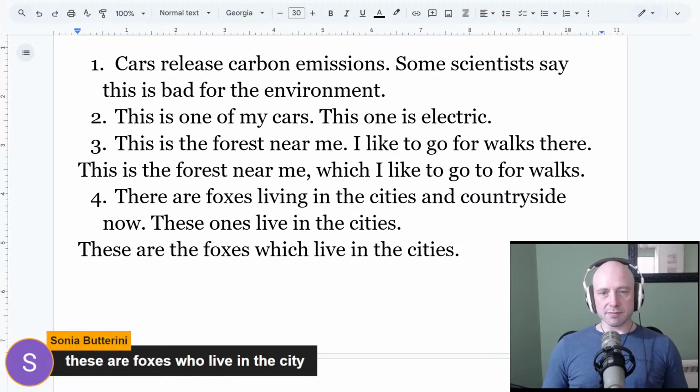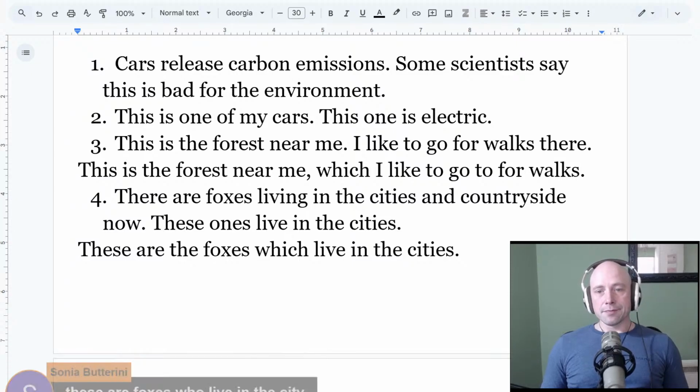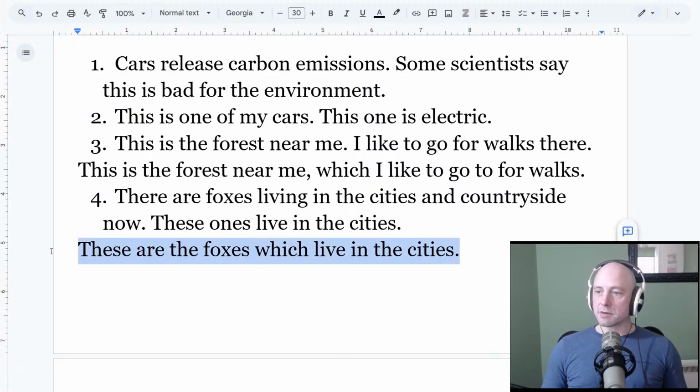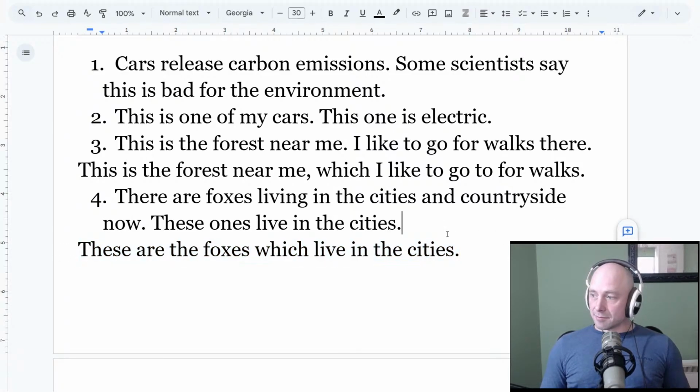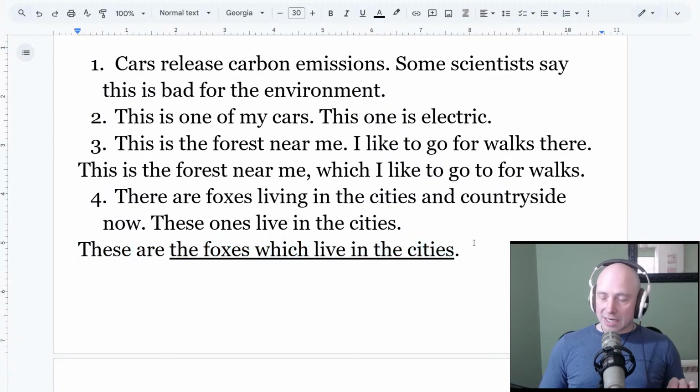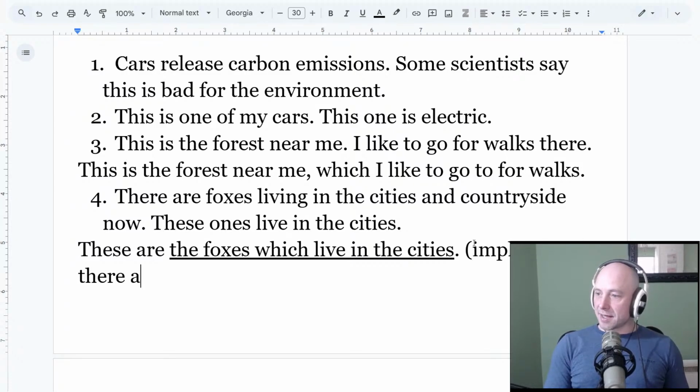Sonia's missed the definite article. It's okay. Still works. So these are the foxes which live in the cities. No comma. And because we've used a defining relative clause and we have the noun phrase, the foxes which live in the cities, this implies that there are also foxes who don't live in the cities.